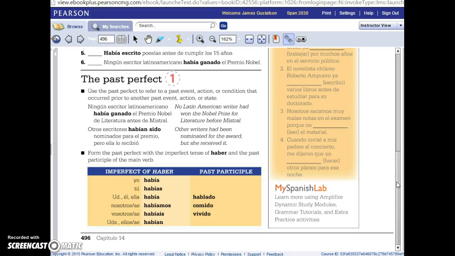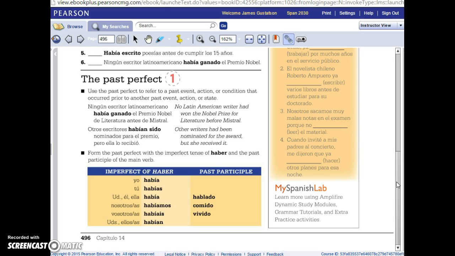And to form it is quite easy. It's just the imperfect of haber, which is here for us. Había, habías, había, habíamos, habíais, and habían. And all of those have accent marks, by the way, don't forget that. We know our accent marks are important. And the second part of this is the past participle, which is the form of the verb that ends in ADO for AR verbs, as you can see here, hablar, hablado, or IDO for ER and IR verbs. So comer would be comido, vivir would be vivido. So those are your two parts for this tense, the past perfect.